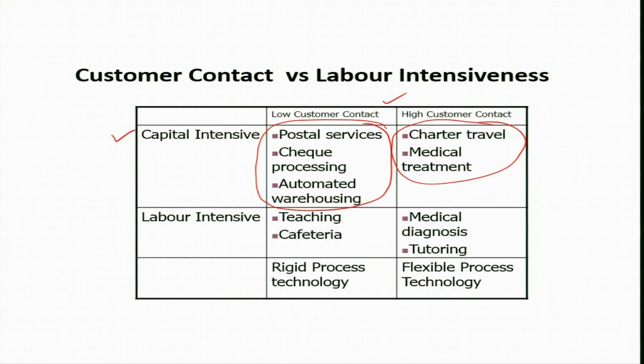Then come the labor intensive ones. Teaching and cafeteria are more labor intensive, with high customer but less customer contact. In designing, customer contact can come at two places, one in designing, second in transformation. Medical diagnosis and tutoring have more customer contact in designing the services. So here we need rigid process technology, and where customer contact is high, we need flexible process technology.